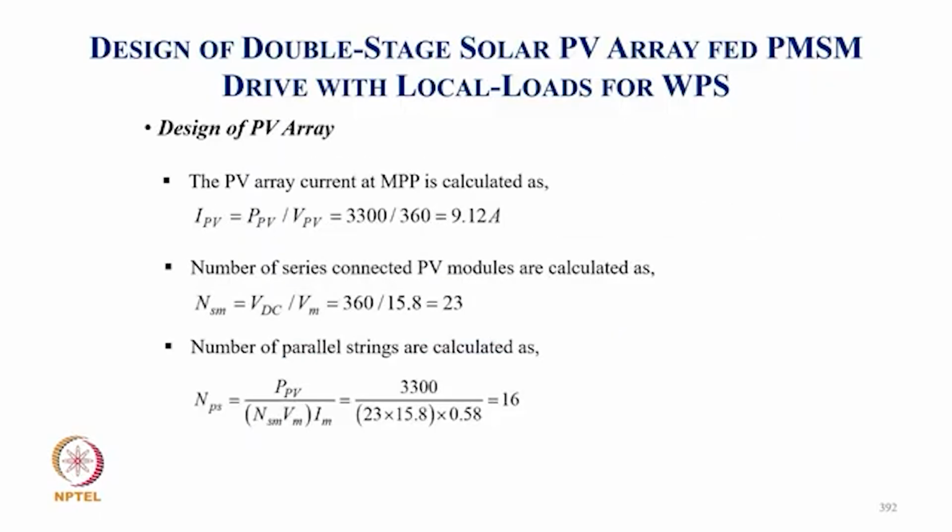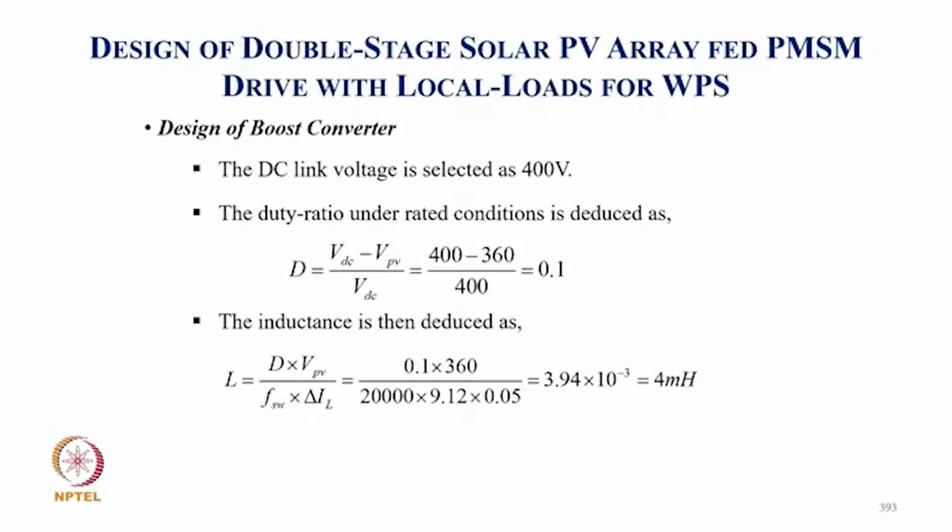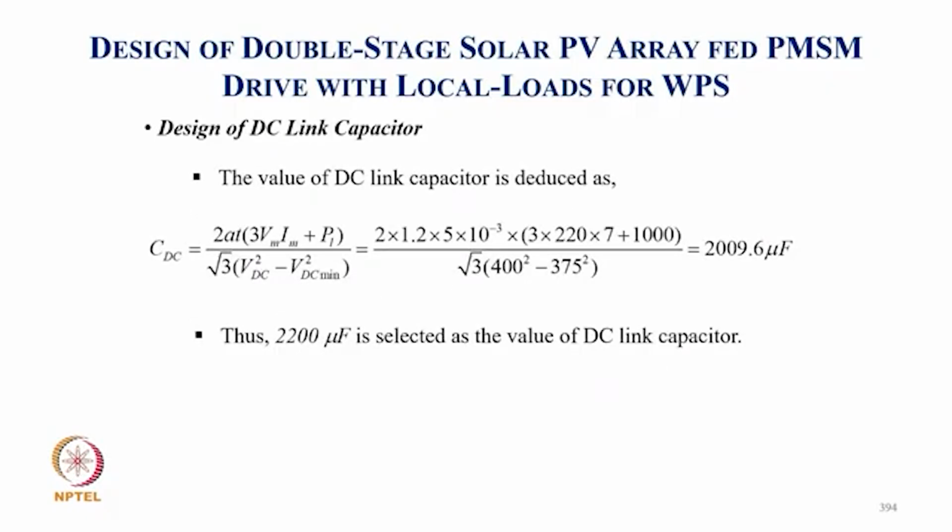So now coming to design of the PV array, current at MPPT is calculated as PV power 3.3 kilowatt divided by 360, so 9.12. The number of series connected modules is 23 and parallel connected is calculated as 16. And now design of the boost converter: DC link was selected as 400 and the duty ratio is calculated as 400 minus 360 divided by 400. Inductance is calculated, it comes to 4 millihenry, and the DC link capacitance comes to 2009.6 microfarad, so 2200 microfarad is selected as the value.